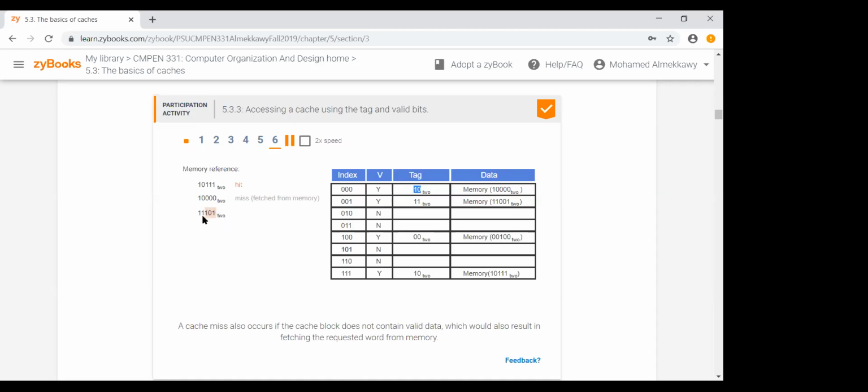So what will be the case if I would like 11101? I go again to the first 3 bits since they are the same. I went to 101, but unfortunately, the valid bit here is no. So this means that I miss. If I miss, what should I do? Again, go to the main memory, bring it, overwrite and make it valid.